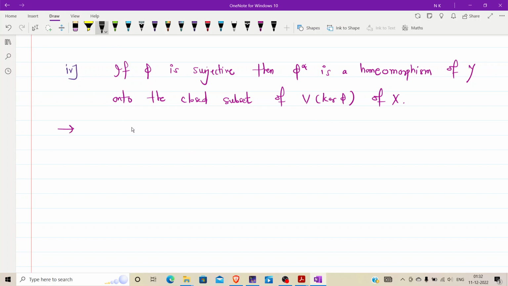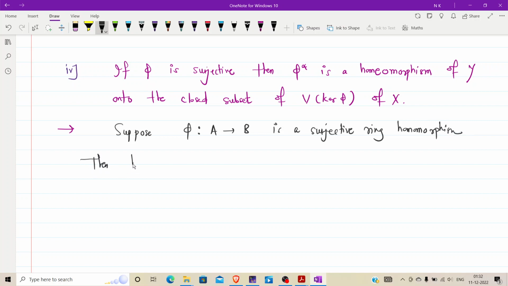Yeah, so first of all, suppose that phi is surjective. Suppose phi from A to B is a surjective ring homomorphism. Then by the first isomorphism theorem, domain upon kernel is isomorphic to image, but we say that phi is surjective, so image is B. So A upon kernel of phi is isomorphic to B.